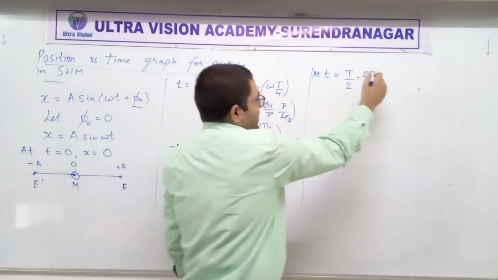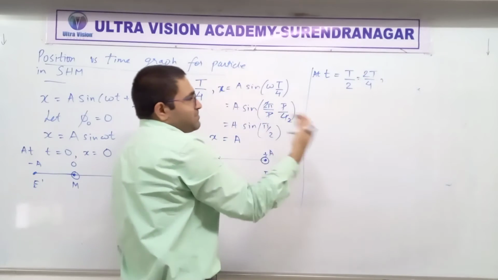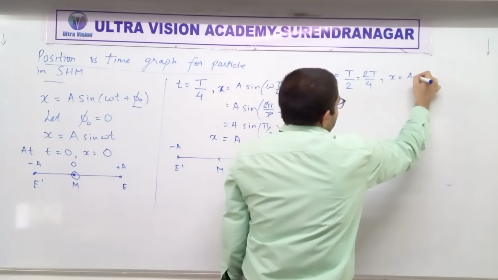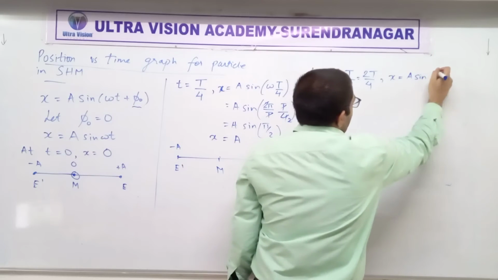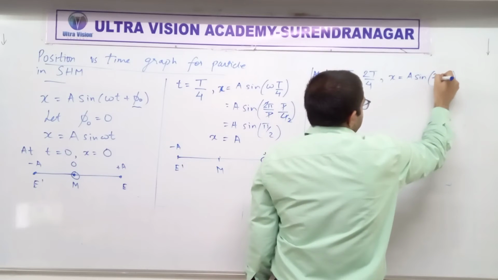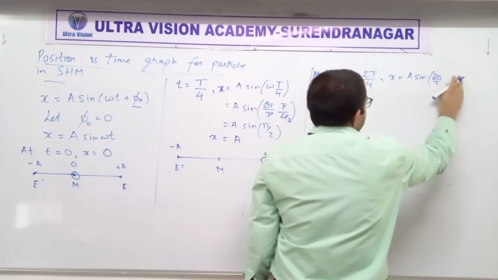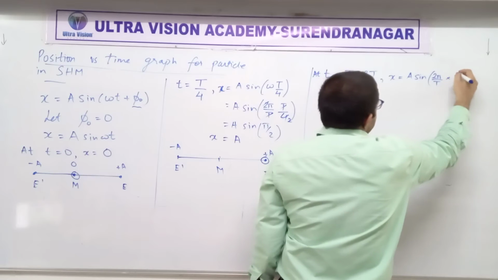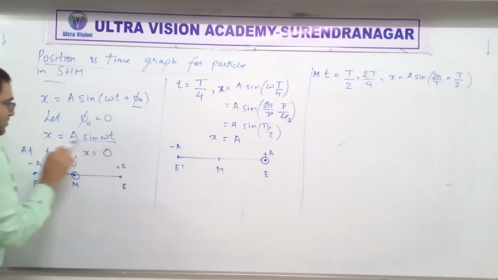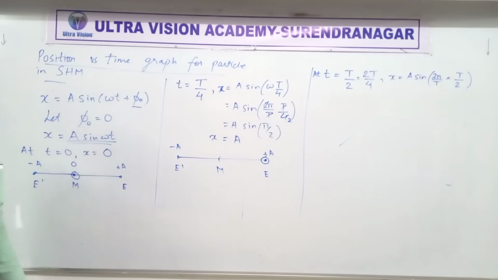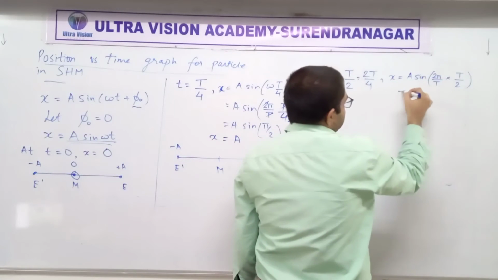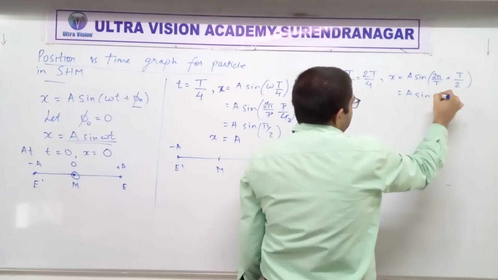So I can still tell you where it would be by imagination, but let's use some maths. x equal to a sine omega into small t. So omega is 2 pi by capital T, and now small t is T by 2. Again, go back to this equation that we are using. So what's cancelled here? T cancelled, 2 cancelled. So this is a sine pi.